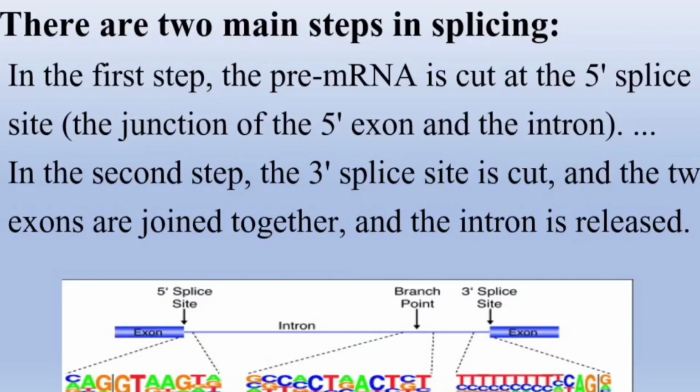There are two main steps in splicing. In the first step, the pre-mRNA is cut at the 5' splice site. In the second step, the 3' splice site is cut and the two exons are joined together and the intron is released.